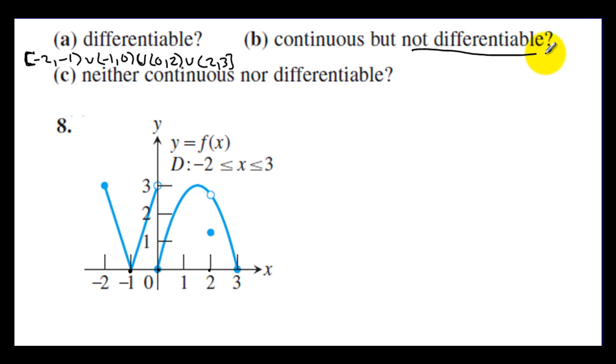So it's not differentiable at those three values, but it's still continuous at -1, even though we don't have a derivative, the line never broke. It is continuous there, so x equals -1. C, neither continuous nor differentiable. So it's not differentiable and it's not continuous either. And those are at 0 and 2. x equals 0, x equals 2.